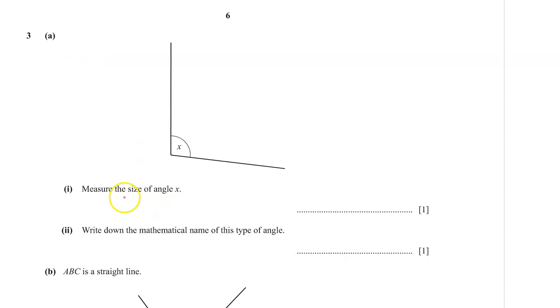Number 3, measure the size of angle X. You need a protractor. Remember, from the instruction, you are supposed to have your geometrical set with you. So get out your protractor, place it nicely, measure X. You find X is approximately 97 degrees. Write down the mathematical name of this type of angle. This is an angle greater than 90 degrees, and therefore it is an obtuse angle.